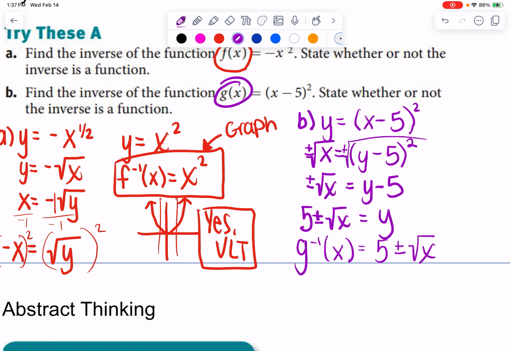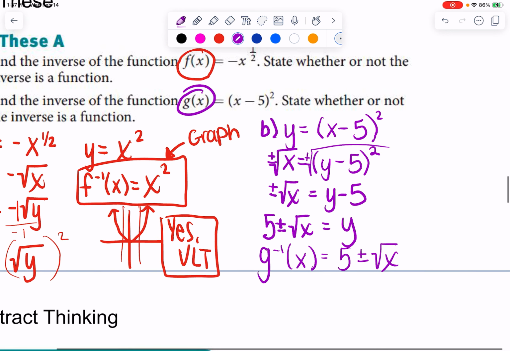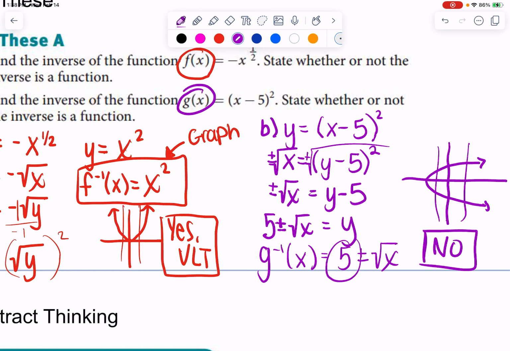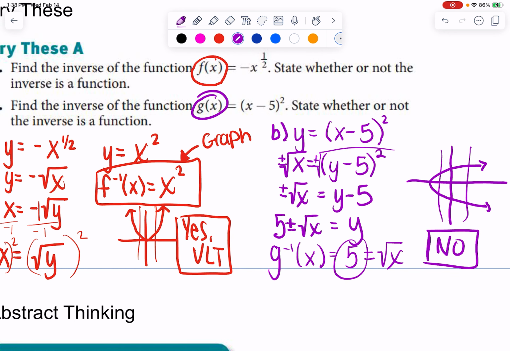plus or minus the square root of x. So here's what we want to think about: what that looks like. Well, this is just simply a square root function that is moving over to the left 5. So it's like this, on its side. So what we're going to think about is, does it pass that vertical line test? In this case, no, because it does not pass. So it's not a function.